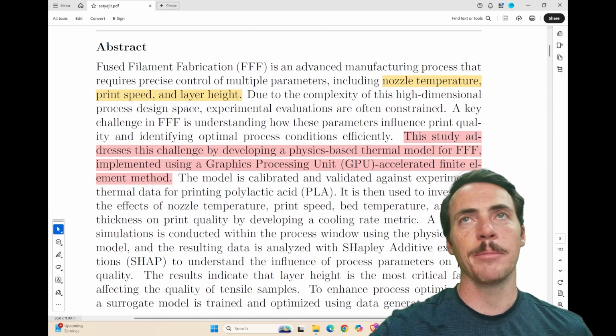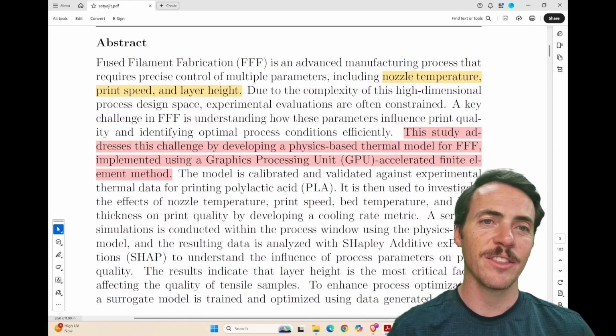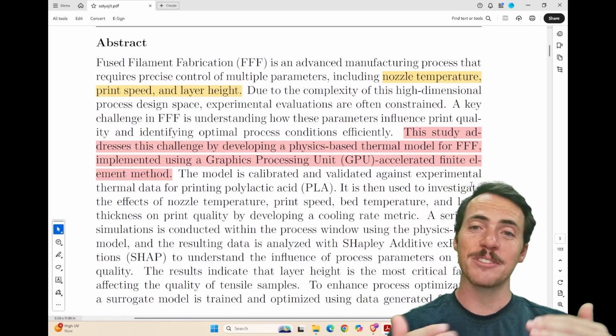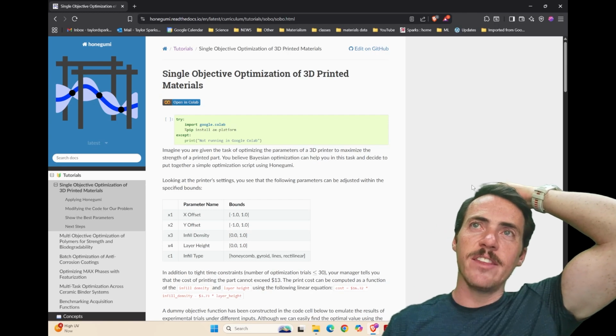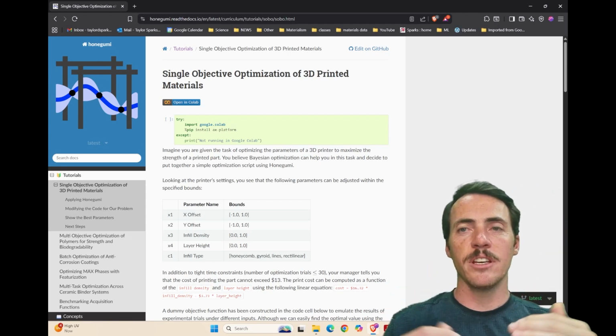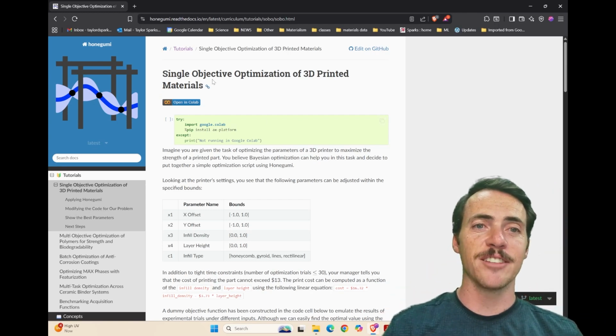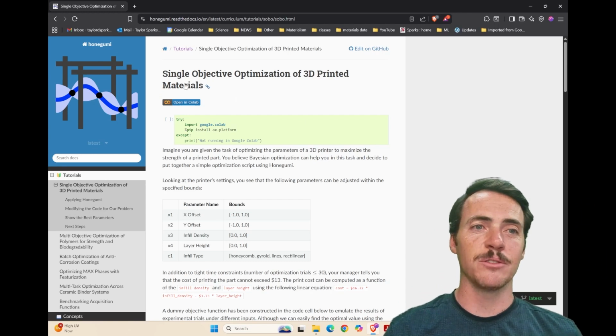Now, I'm guessing everyone here has already tried 3D printing things at some point, and you know that there's a lot of parameters to pick. There's the temperature, the print speed, the layer height, right? Now, setting the exact values for these to optimize printing is such a common problem that we actually set this up for a recent Bayesian optimization tutorial using Honegumi.